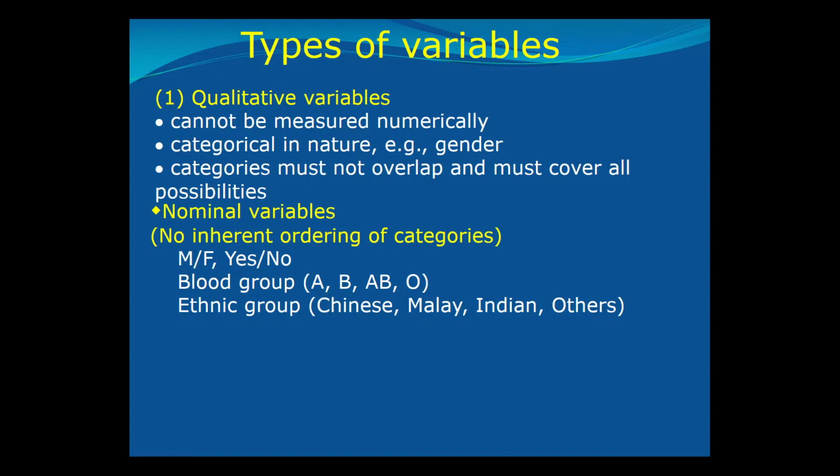If we are talking about the variable gender, it is possible to get male or female as a category, as values for this variable. Examples of ethnic group are, for example, Chinese, Malay, Indian, others. So they are categorical in nature. Categories must not overlap and must cover all possibilities.